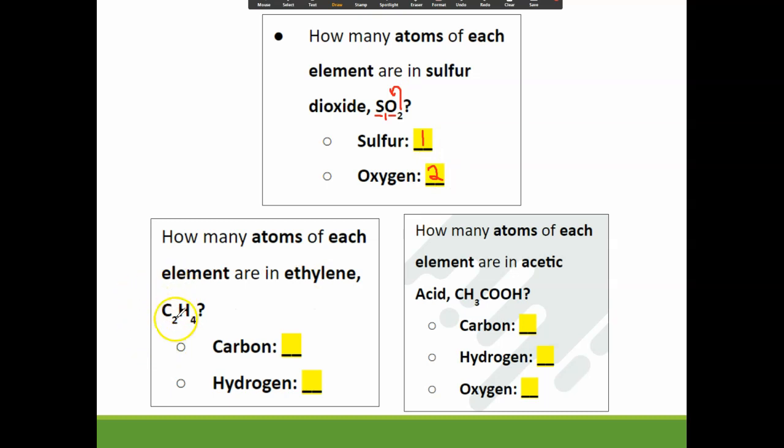Taking a look down at ethylene, again, the C is an element by itself, that's carbon. This H is an element by itself, that's hydrogen. So taking a look here, the 2 right here is attached to the C, and the 4 is attached to the H. So there are 2 carbons and 4 hydrogens. And then taking a look at this example over here, remember that each of these capitalized letters is an atom by itself.